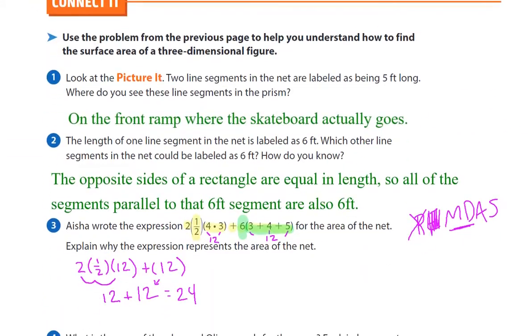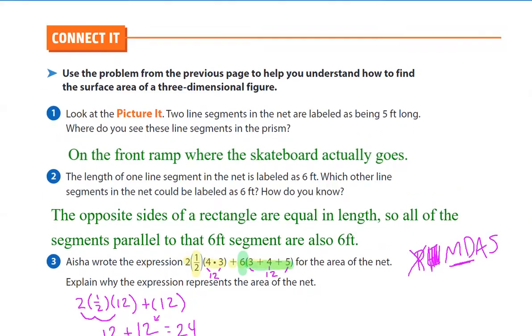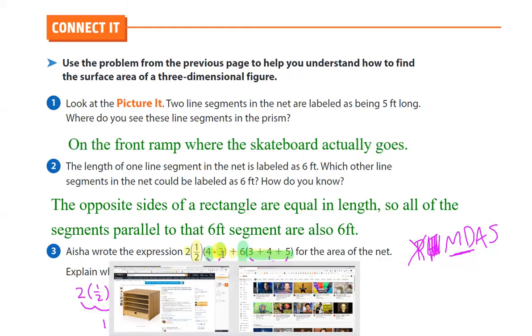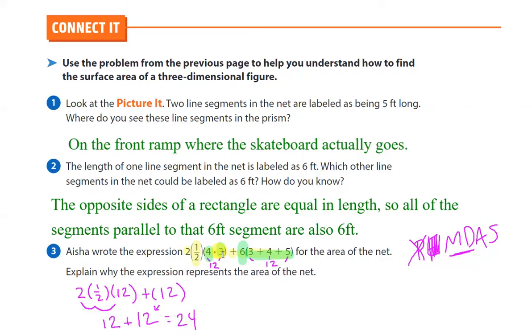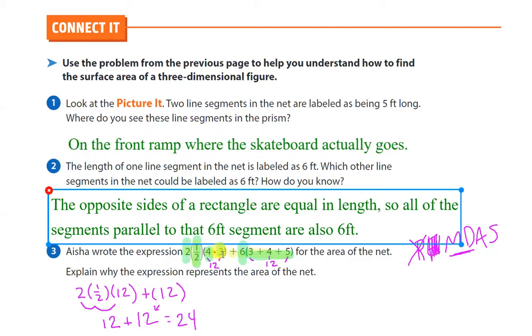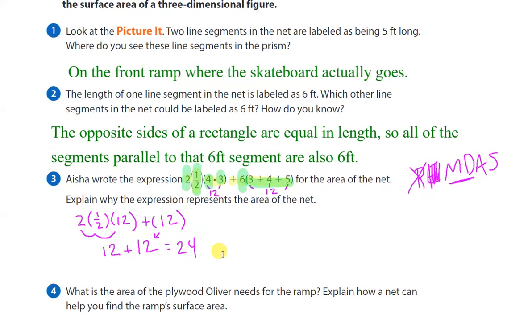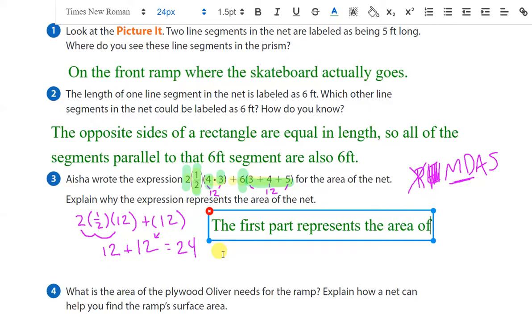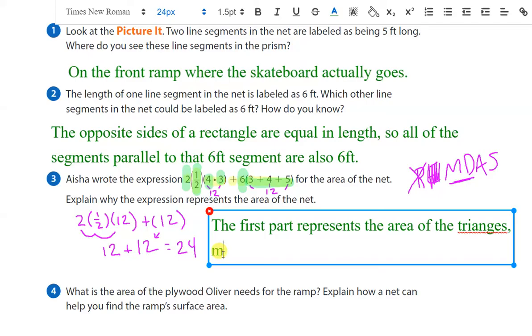And then we have the areas of the two triangles. The triangles are 4 by 3, but they're triangles, so you have to multiply them by 1/2, but there are two triangles. Okay, now let's write all that down now that we went and figured it out. We actually have to type it out, or write it out in your case. Let's keep it kind of simple. The first part represents the area of the triangles multiplied by 2 because there are 2 of them.